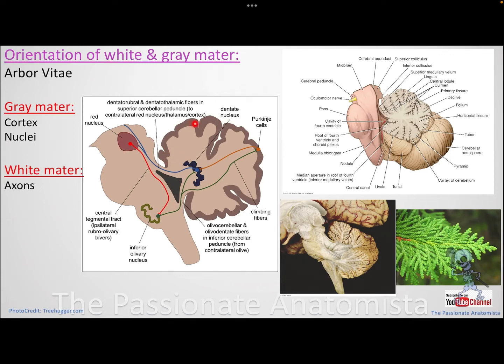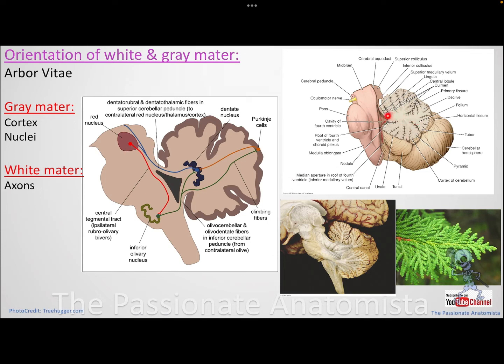Talking about the organization of the white matter and gray matter, the story in the cerebellum is opposite to what we see in the spinal cord. We have the gray matter on the outside, meaning the cell bodies and non-myelinated neurons, outside. And we have the axons coming in and out on the inside.